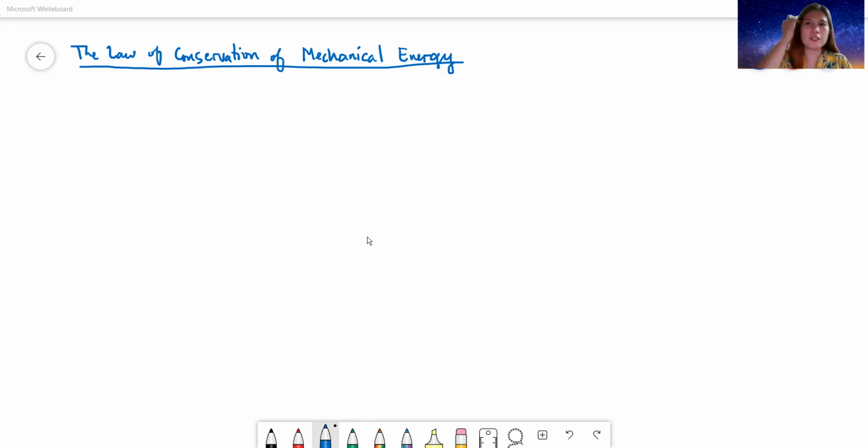The law of conservation of mechanical energy. I hope that at this point in time, you already know what mechanical energy is. Mechanical energy is actually the summation, or the total, of the kinetic energy and the potential energy. In the previous videos, we've already talked about two kinds of potential energy.